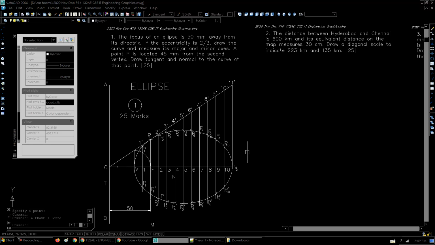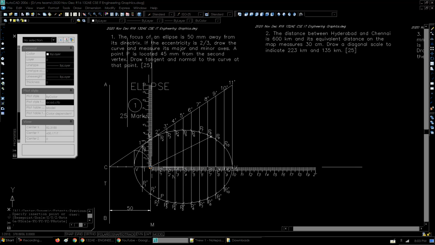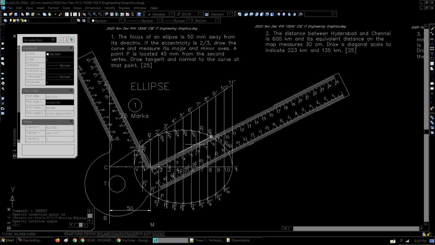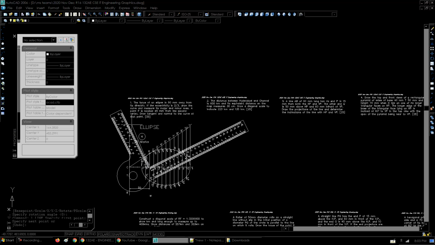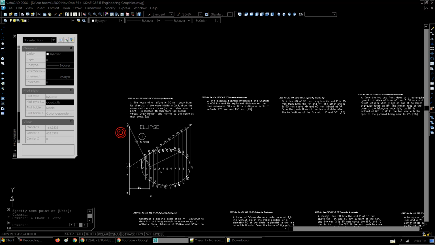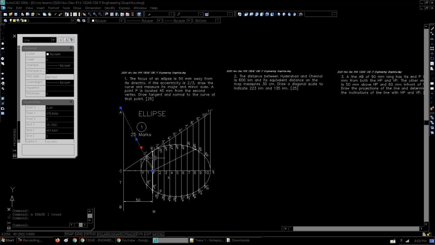Now at this point I need a tangent and a normal. So for that, I have to join this point straight away with the focus point, and then I'll have to draw a perpendicular to this. Now I'll have to take a drafter, keep it exactly at this point, parallel to this, and using the other edge I'll have to draw this line. So this line here is perpendicular to the line which we have just drawn.